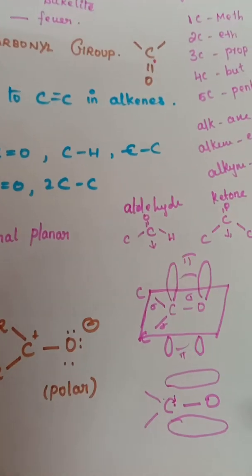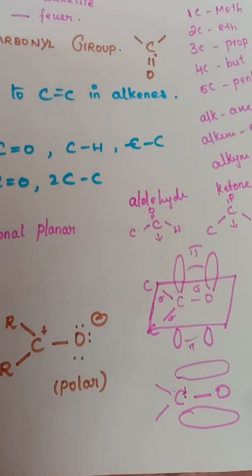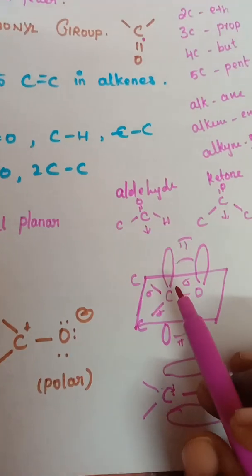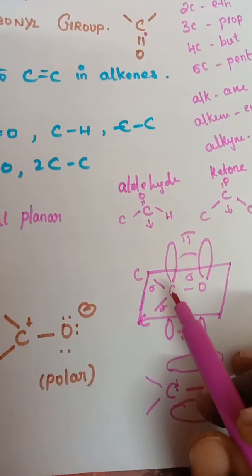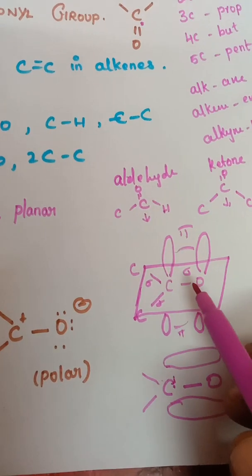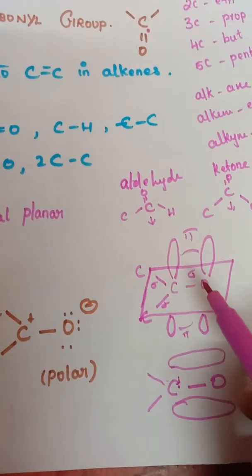So this is the second video, a continuation of the first video. In that we saw the structure of the functional group, and we will continue here. So we saw that the three hybridized p orbitals of this carbon are involved in sigma bonding like this: one with carbon, another with another carbon, and one with oxygen.